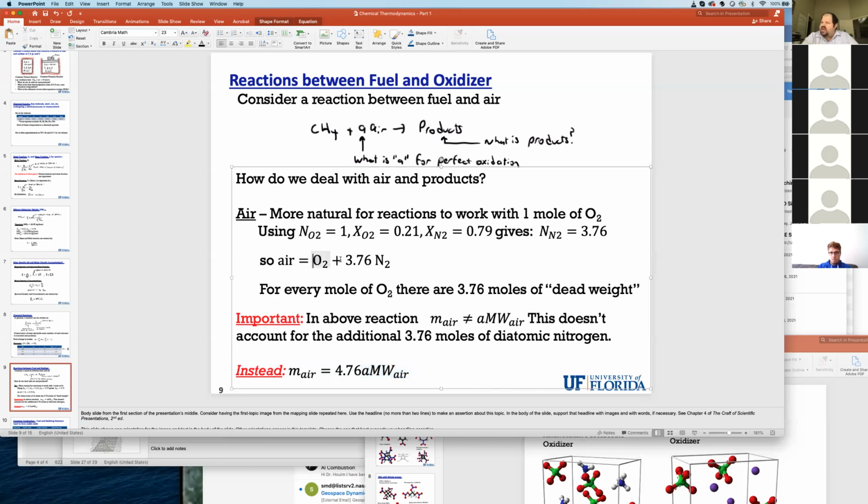Okay, and so MW air is just the molecular weight of this. And so there are 4.76. So for every mole of oxygen, you are carrying an additional 3.76 moles of N2. And so for every unit of air, there is not 1 mole of gas, there's 4.76 moles. So if you want to find the mass of air and you're treating air as this, you need to multiply it by 4.76 to account for these extra nitrogen molecules. Okay, so that's an important point.